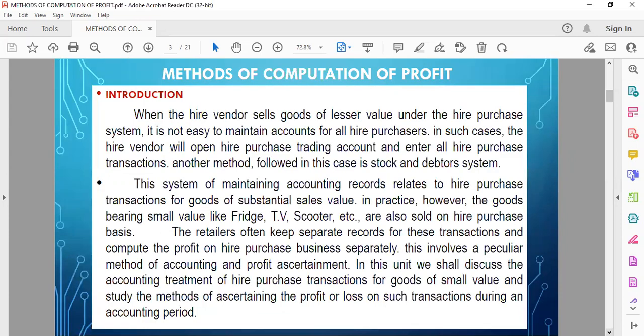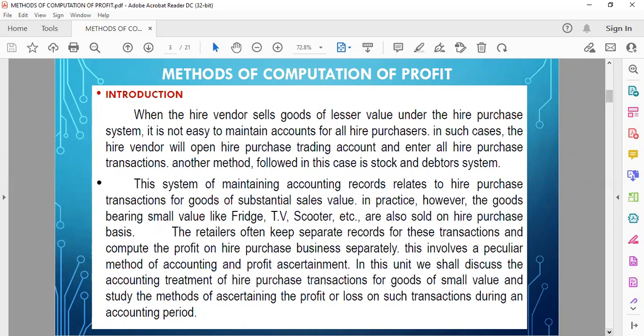In this class, we are going to learn about methods of computation of profit, Block 3, Unit 12. First, we can see the methods of computation of profit introduction. When the hire vendor sells goods of lesser value under the hire purchase system, it is not easy to maintain accounts for all hire purchases. In such cases, the hire vendor will open a hire purchase trading account and enter all the hire purchase transactions.